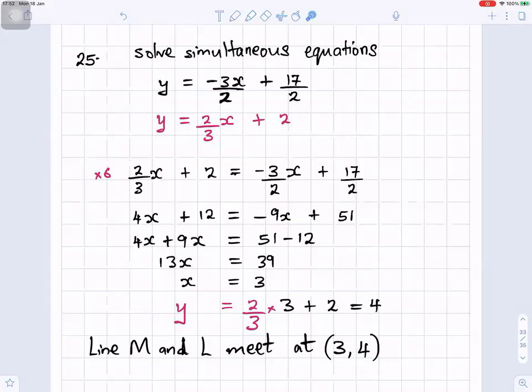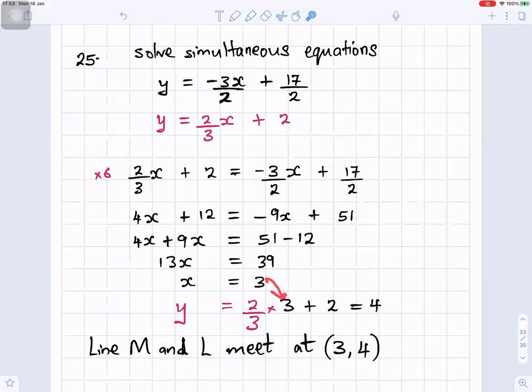Now we put all the x on one side. So we take the minus 9x to the left. So it becomes 4x plus 9x. Take the plus 12 to the right. It becomes 51 minus 12. 51 minus 12 is 39. 4x plus 9x is 13x. To get x, we divide by 13. 39 divided by 13 is 3.